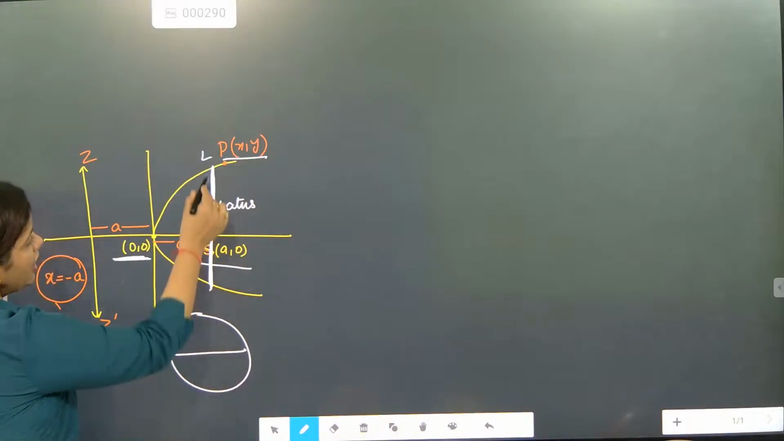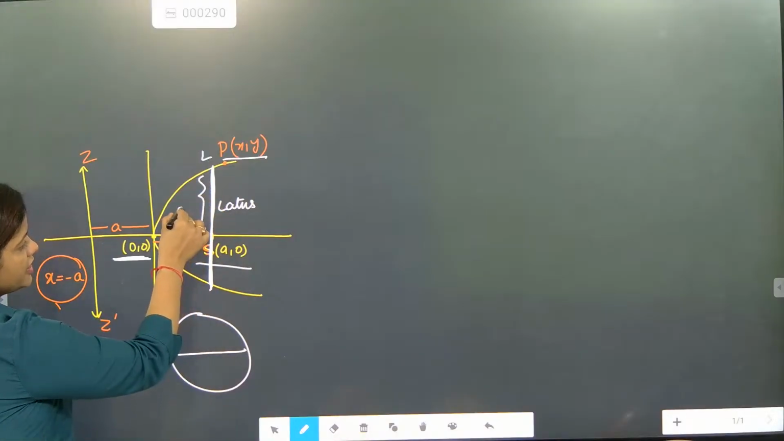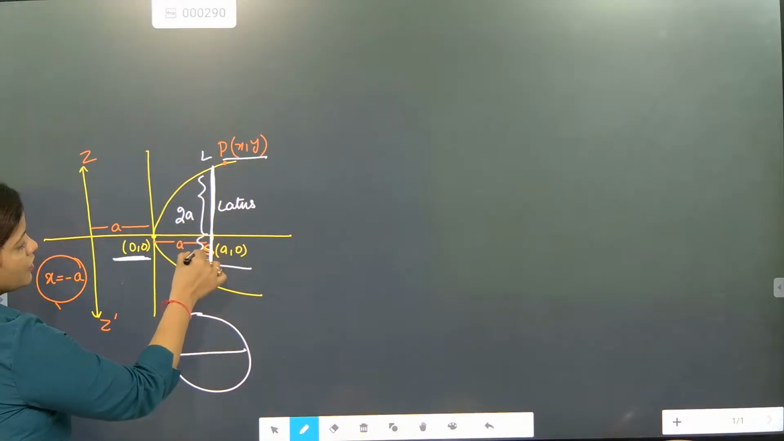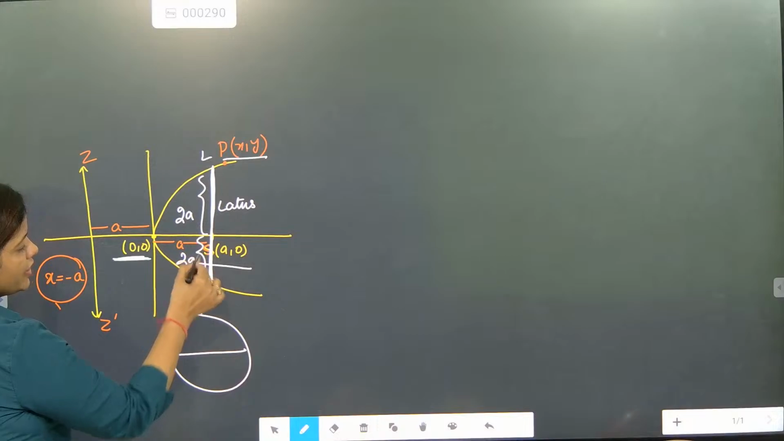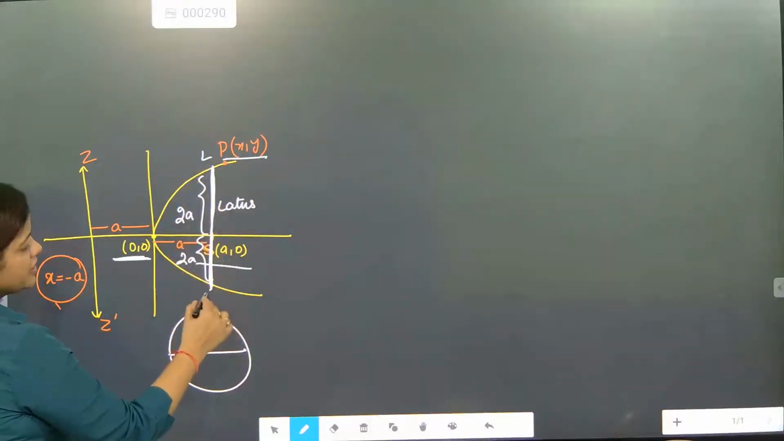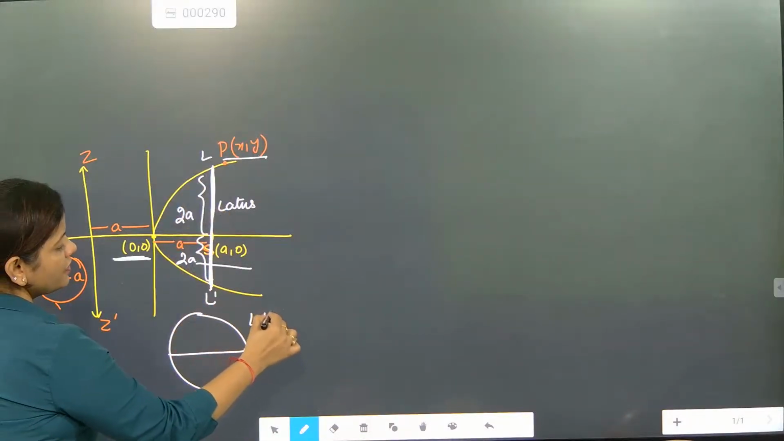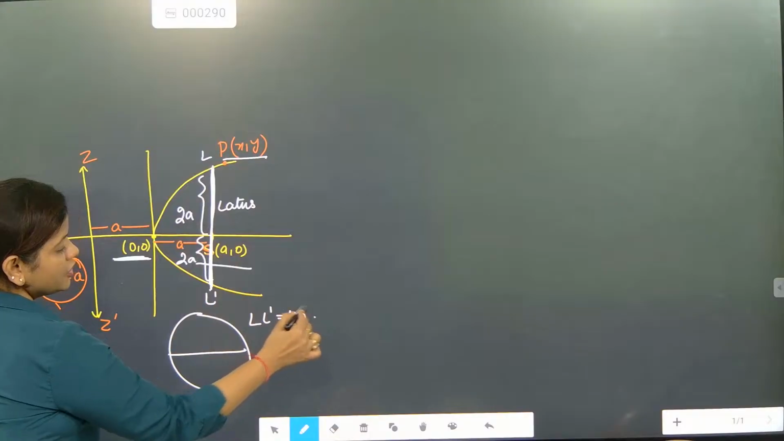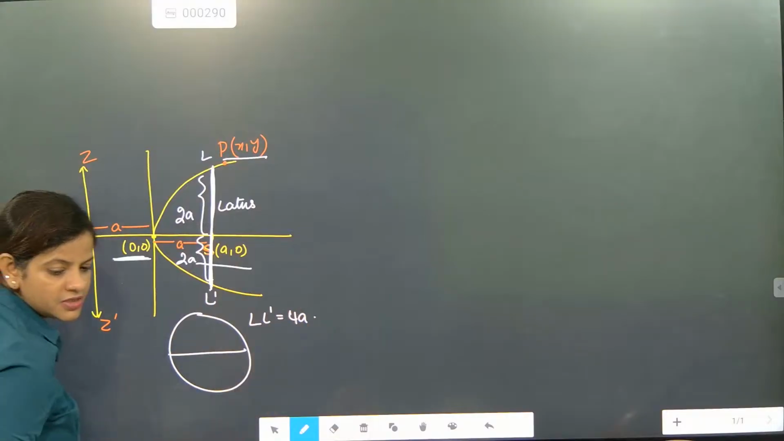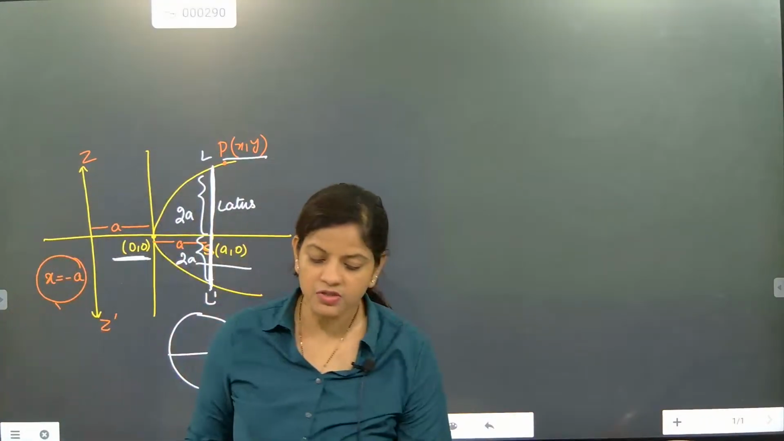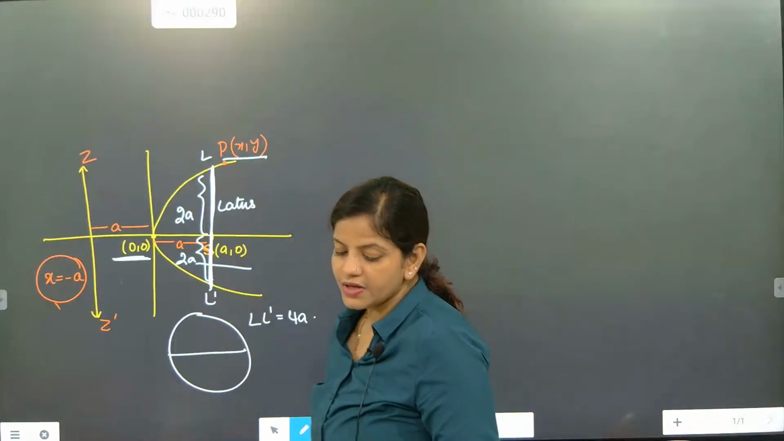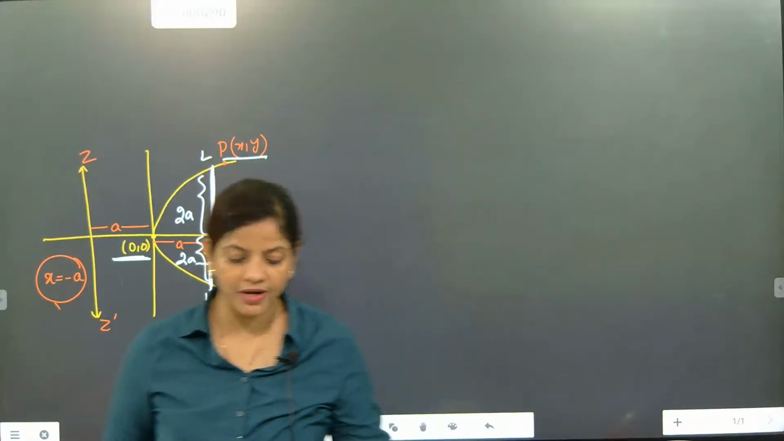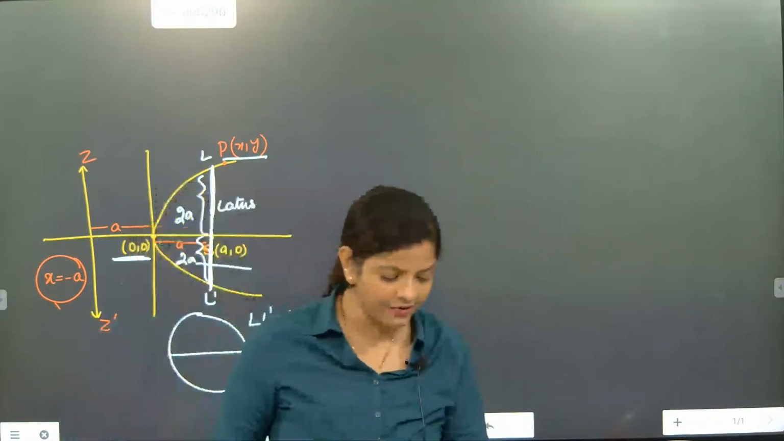Half of the latus rectum is considered as 2a, and this part of the latus rectum is also 2a. So the total length of the latus rectum LL' will be equal to 4a. The total length of the latus rectum will be considered as 4a. This is one of the basics. Okay. Now we will solve some questions of parabola. I will explain every point.